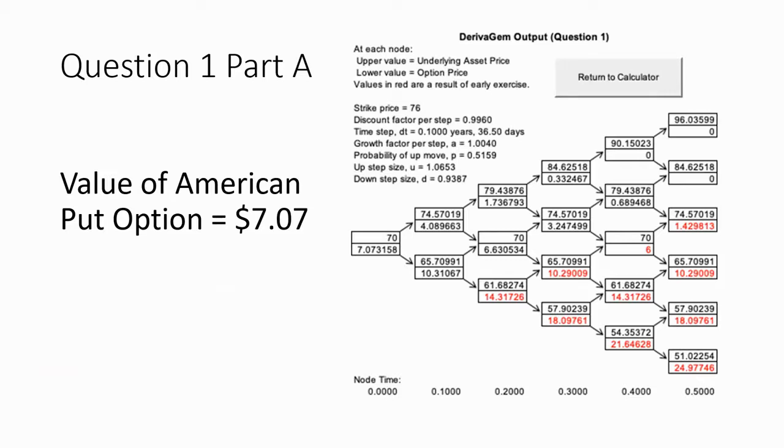to find the value of an American put option at the stock price. To do this, we worked our way from right to left to find the value of the American put option at $70, which we found to be $7.07.